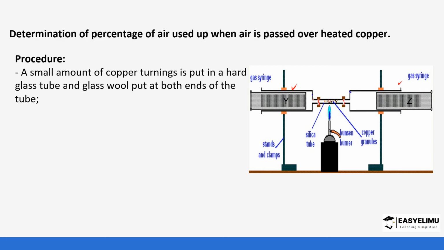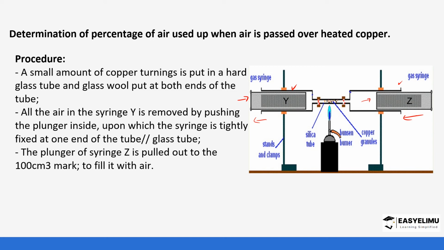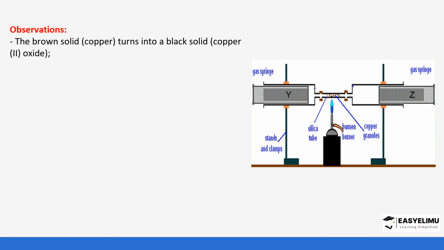The air is pushed from syringe Y to syringe Z, and then pushed back again continuously. As the air is being passed, the copper turnings are heated strongly. Later on, we will see that it is passed slowly, and there is a reason for this, which we are going to discuss in our discussion section. This is done for several minutes and then the observations are noted.